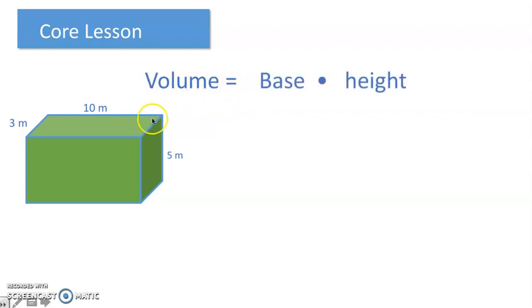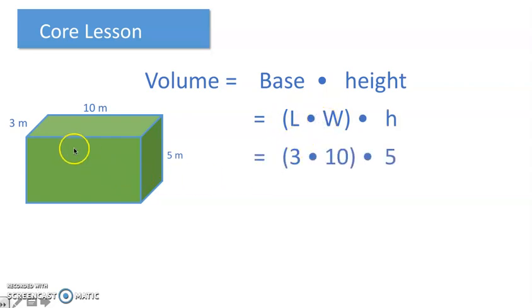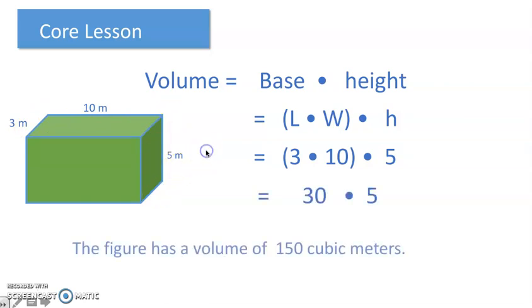To find the volume of this rectangular prism, we're going to use the base times height formula, which has the length times width already built in. Our length is 3, our width is 10, our height is 5. That gives us a total volume of 150 cubic meters for this rectangular prism.